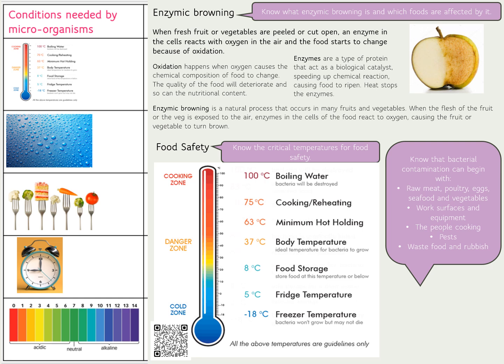It's important that you know where bacterial contamination can begin. So that's from all meats, there are high risk foods, and seafoods. You might contaminate through work surfaces and equipment. You might cause contamination yourself and other people cooking if there's pests in the kitchen, such as flies, and through waste food and rubbish.